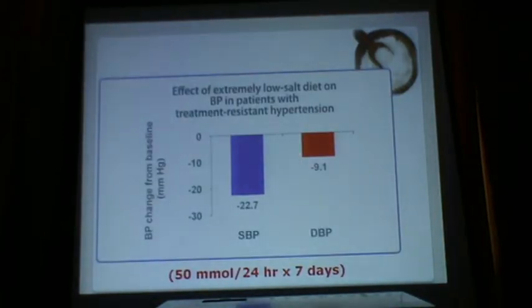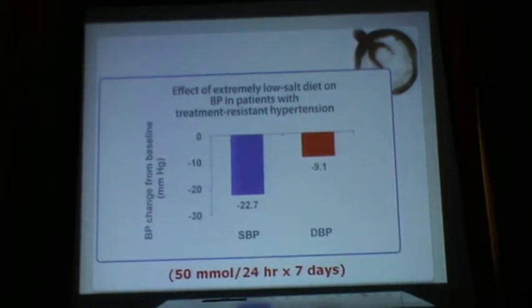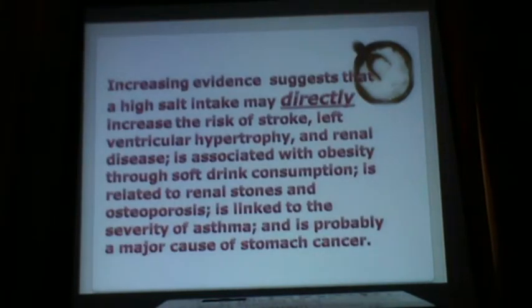On the other hand, if we restrict the salt intake much, but it needs very aggressive restriction of salt intake, you will find this marvelous drop in the blood pressure, whether systolic or diastolic, in these patients. Again, this shows the association between salt and the blood pressure in these patients.